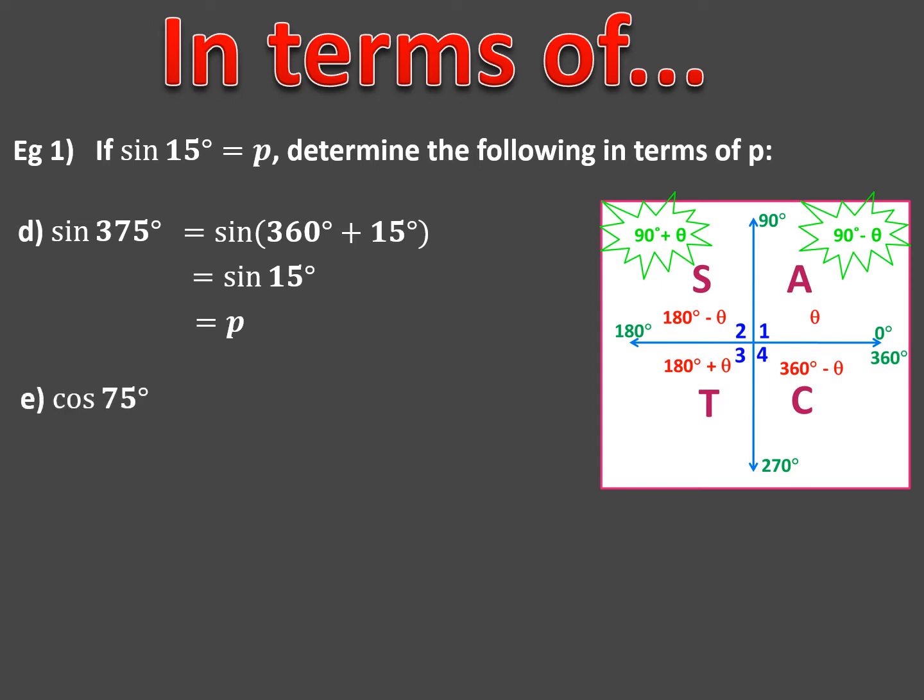Cos 75 degrees. Now, my function has changed, but I need to remember 75 degrees lies in the first quadrant, and I have another rule in the first quadrant, and that is 90 degrees minus theta. So I can rewrite 75 degrees as 90 minus 15 degrees. But we need to remember, if we're using a 90 minus rule, the function must change. So cos changes to sine 15 degrees, which is p.